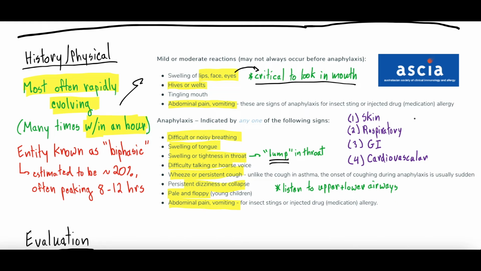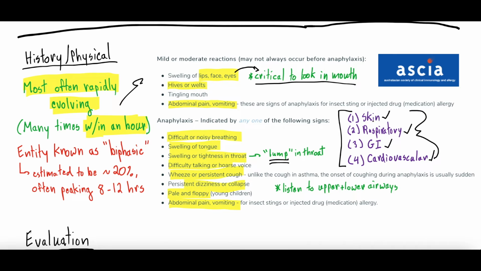So if we think about a lot of these symptoms, they fit into four organ system categories. So skin: swelling, lips, tongue, mouth, urticaria or hives or welts on the skin. Respiratory: wheezing, difficulty breathing, increased respiratory rate, cough. GI: abdominal pain, vomiting, diarrhea. Cardiovascular: dizziness, low blood pressure, collapse. So they track to these four organ systems as the organ systems that are most often involved.